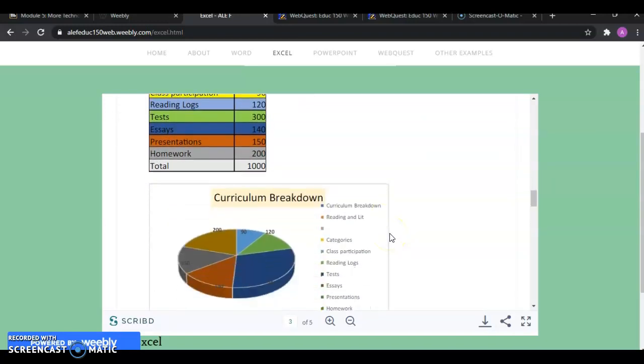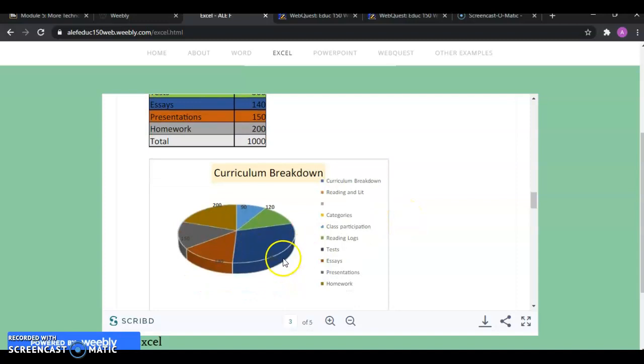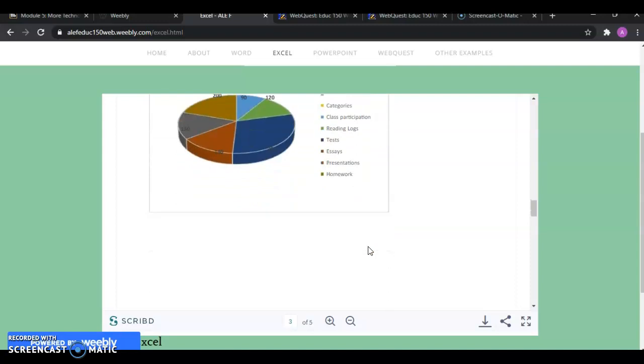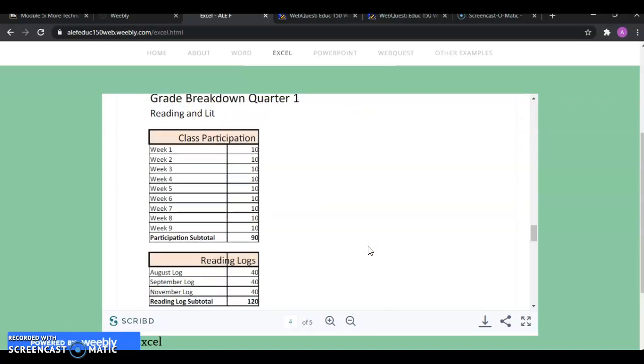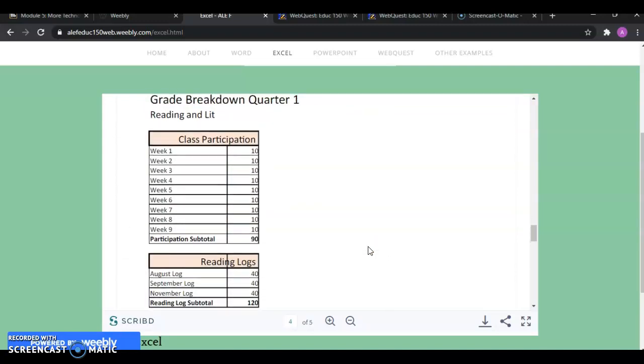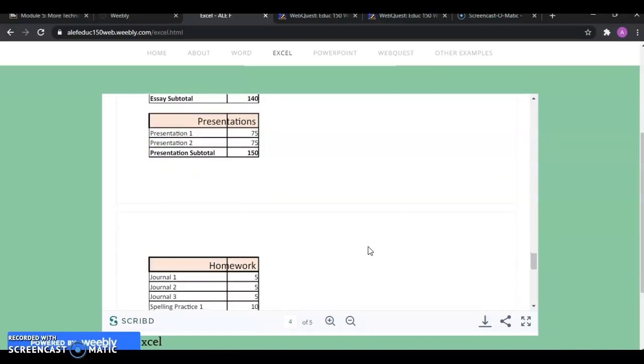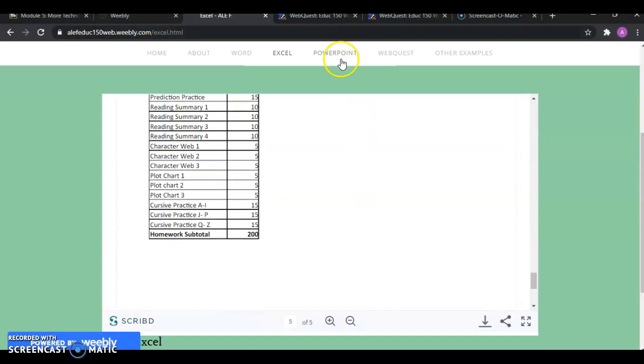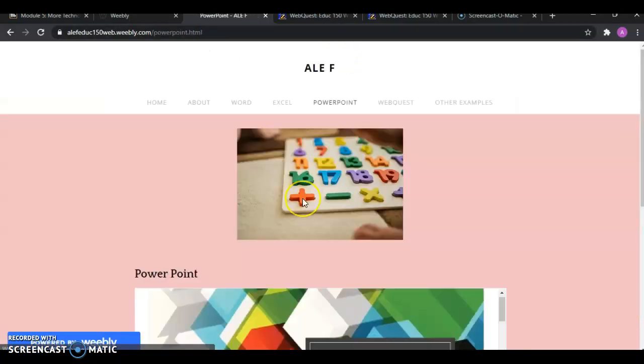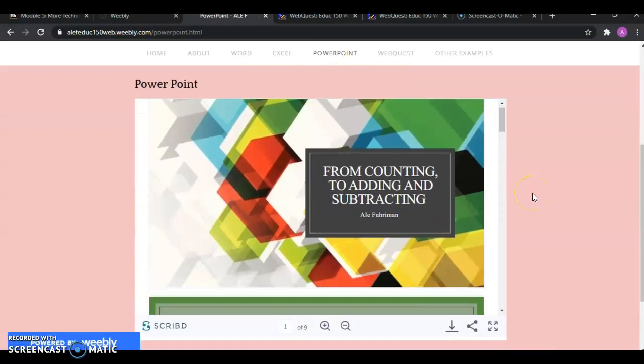Here's my curriculum breakdown. Obviously, test scores are going to be the majority of their grade, but as you can see in the pie chart, it is less than half of their grade. So if they're not doing great on tests, they can make it up in other areas. That was something that was really important to me. And then my grade breakdown, I did quarterly, just because most elementary schools use quarters versus semesters like high schools and colleges.